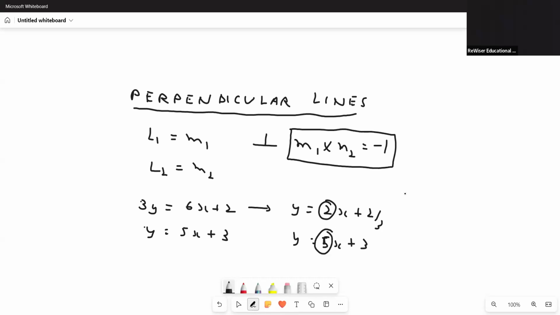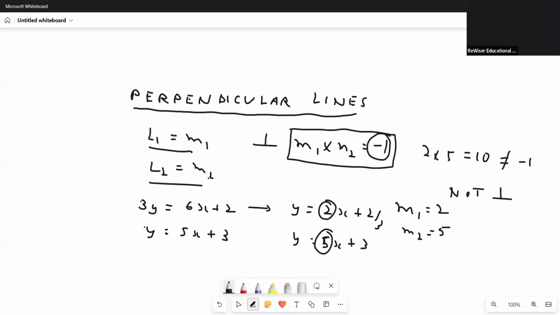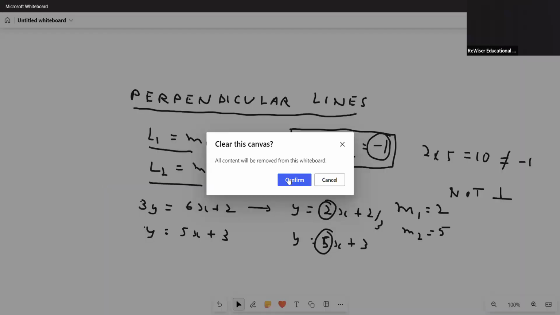So that literally means the slopes of the lines are m1 equals 2 and m2 equals 5. If I multiply m1 and m2, I get 2 times 5, which equals 10 and not minus 1. Since the product of the slopes is not equal to minus 1, the lines are not perpendicular. So please remember that for perpendicular lines, the product of the two slopes has to be equal to minus 1.